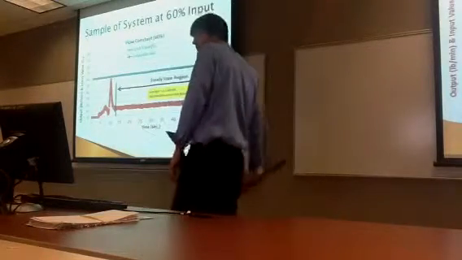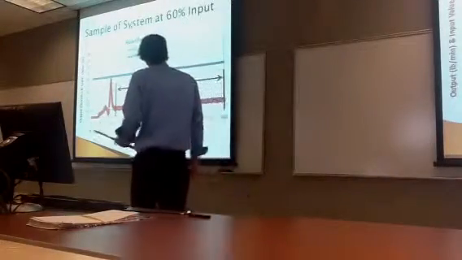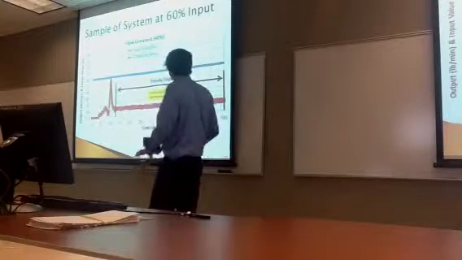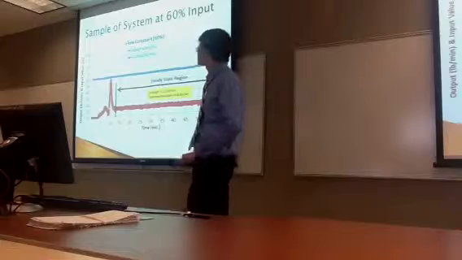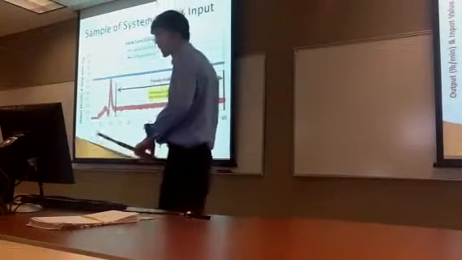Okay, this is a sample of our system run at 60% input. You can see that it spikes up and then begins to go steady state. And from this one, we concluded that the average is 12.1 pounds per minute with a standard deviation of 0.8 pounds per minute.